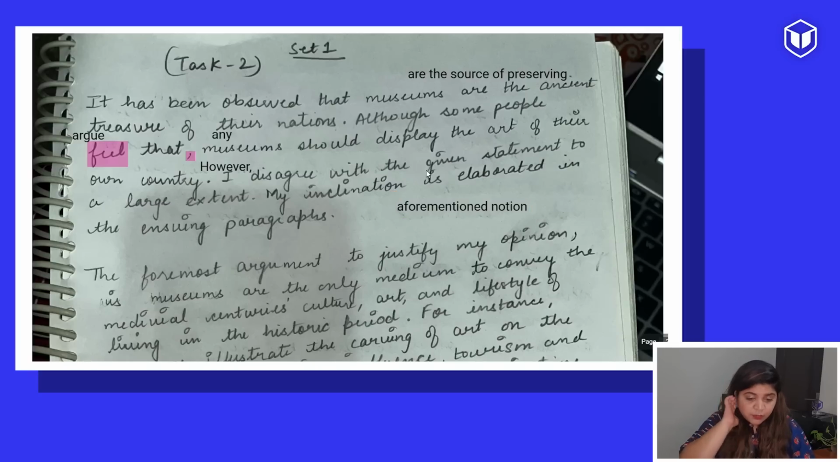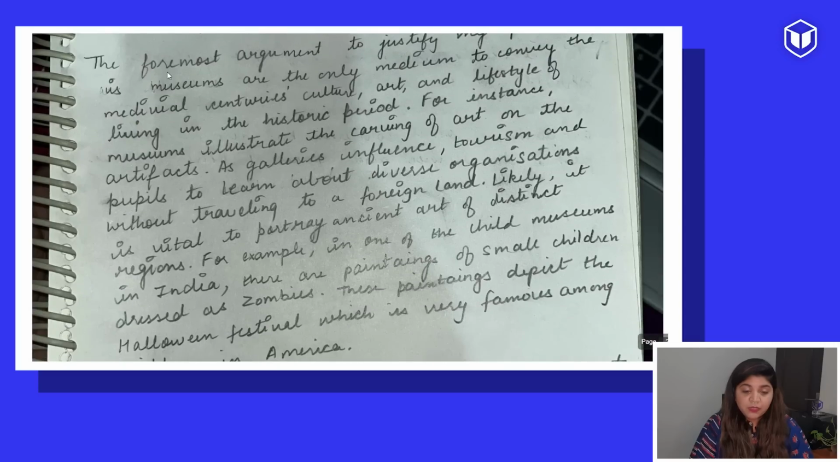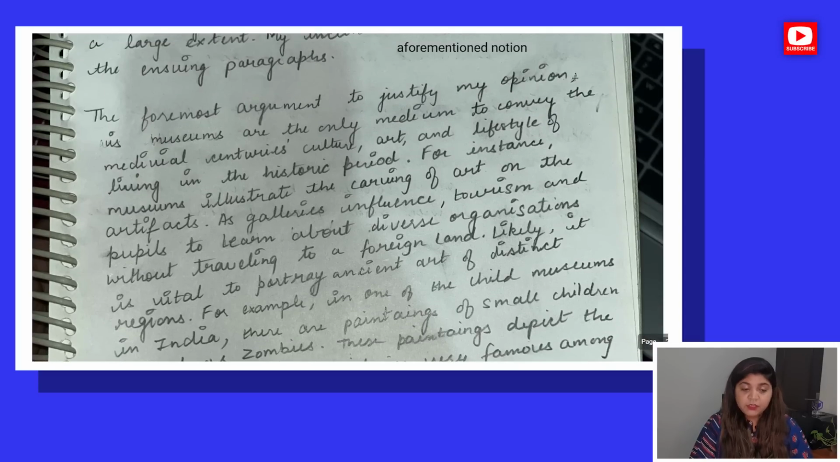Okay, let us read further. My inclination is elaborated in the ensuing paragraph. This is fine. Now let us see what the student has written in the body paragraph. The foremost argument to justify my opinion, comma. The student will lose his band score in grammatical accuracy. Comma is placed wrongly here. The same I noticed in the introductory paragraph as well. The foremost argument to justify my opinion is, here the student could have placed a comma.